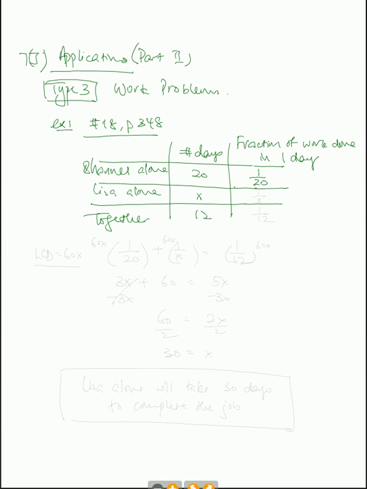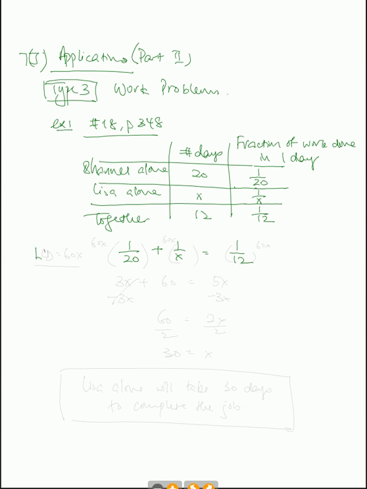Similarly, if together they take 12 days to do the job, equivalently the work done in 1 day will be 1 out of 12. And Lisa's contribution will be 1 out of X in the same format. These are their individual contributions. The individual contribution from Chanel and Lisa has to exactly equal their combined contribution. So that's your setup. This is Chanel alone, that's 1 out of 20. Lisa alone, that's 1 out of X. And their combined efforts is 1 out of 12.